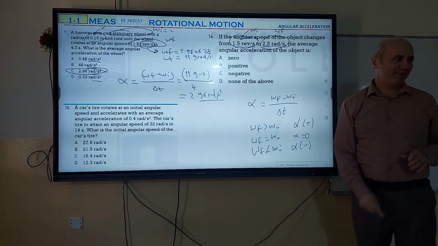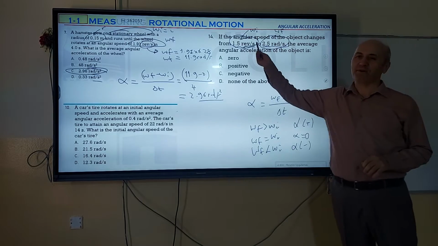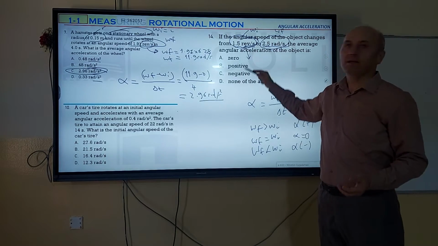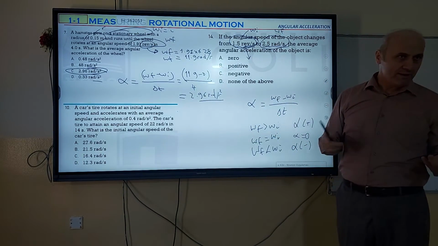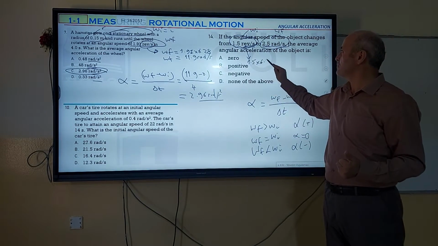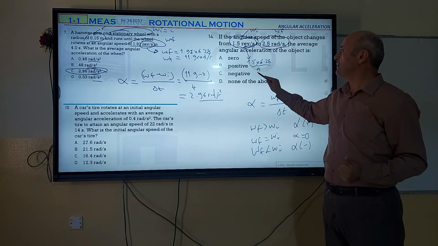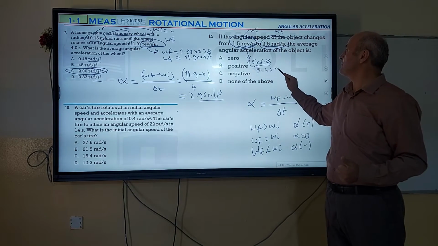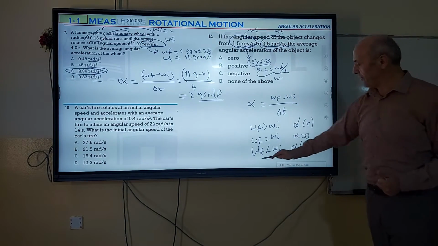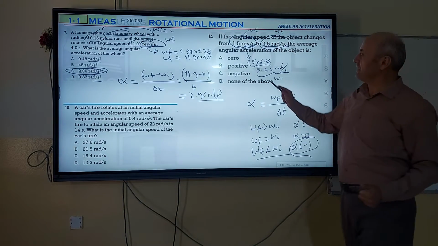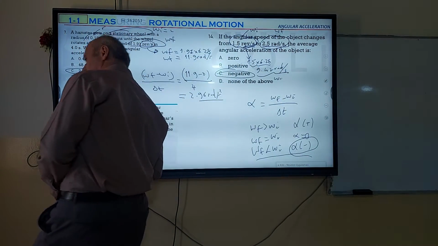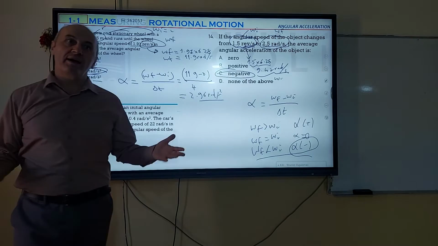This is 2.5, but it's in radians. And this is revolutions per second. We should make them the same unit. So I am going to convert one of them to the other. 1.5 revolutions per second multiplied by 6.28 is going to be 9.42 radians per second. This is omega initial. Omega final is less, so angular acceleration should be negative. Okay, this is angular acceleration.